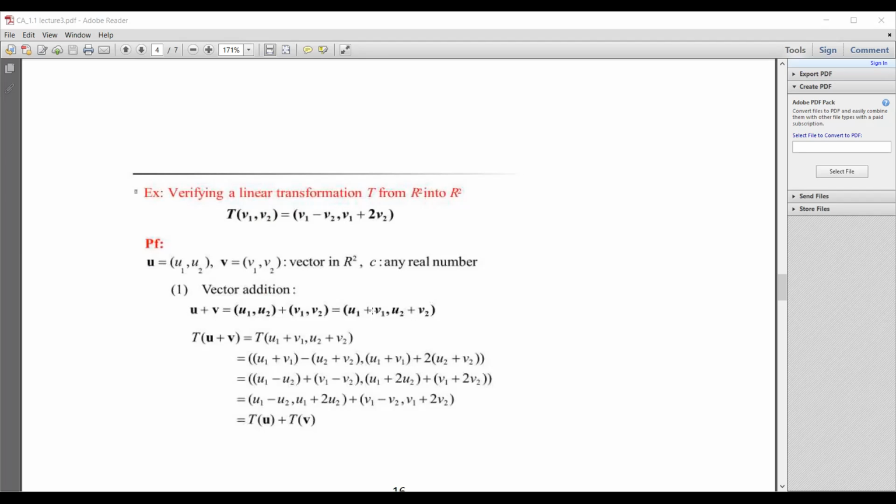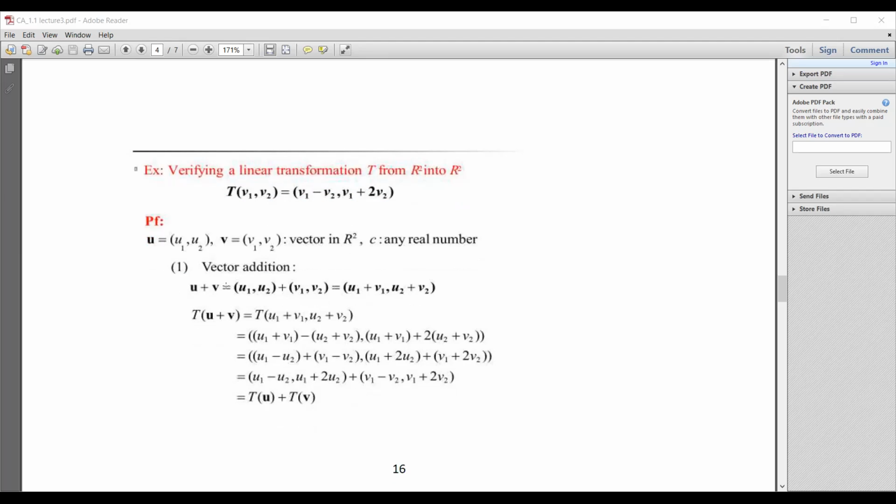The first example is T of V1 comma V2 equals V1 minus V2 comma V1 plus 2 into V2. As we can see, your domain is R2 and the codomain is also R2. Now, to verify whether this mapping is a linear transformation or not, we need to verify the two conditions. Number 1 condition is this, so from here we start. Suppose U equals U1 comma U2 and V equals V1 comma V2. These are two elements of the vector space R2, and C is any real number.